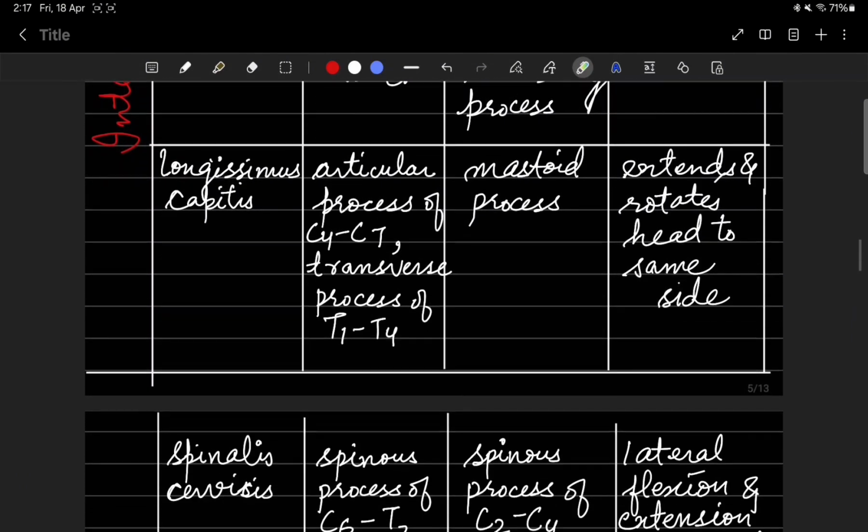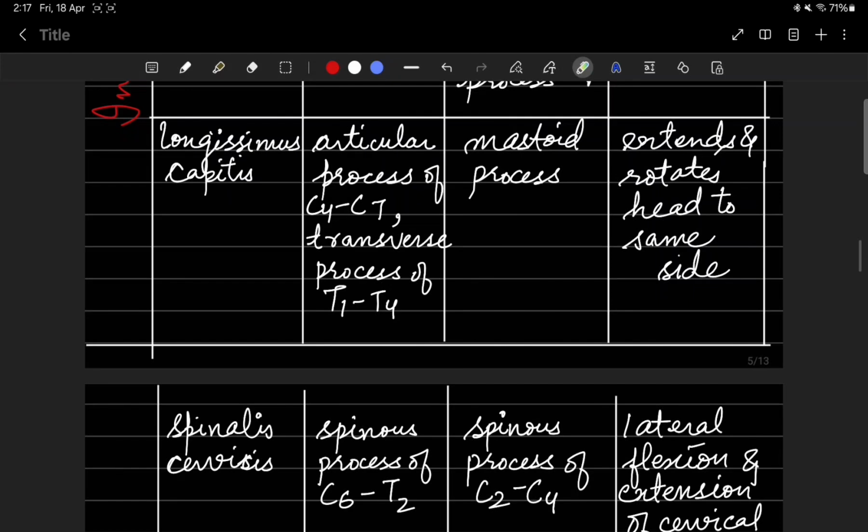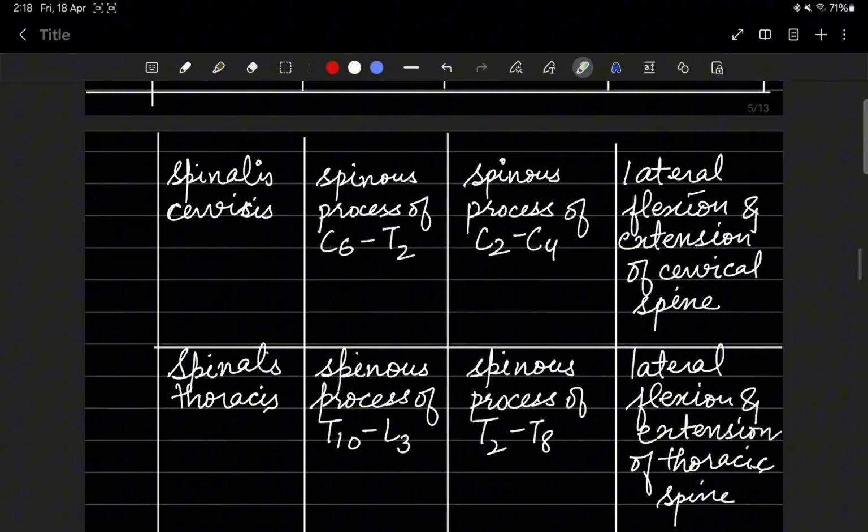Next one is the longissimus capitis muscle. Longissimus capitis muscle is inserted into the mastoid process of the temporal bone, while its origin is the articular process of C4 to C7 vertebrae and the transverse process of the T1 to T4 vertebrae, and it helps in the extension and rotation of the head to the same side.